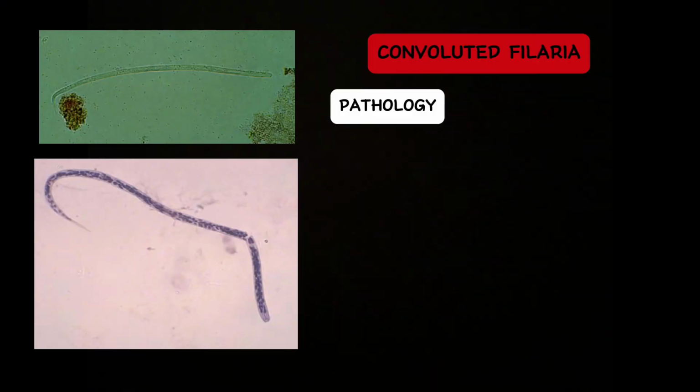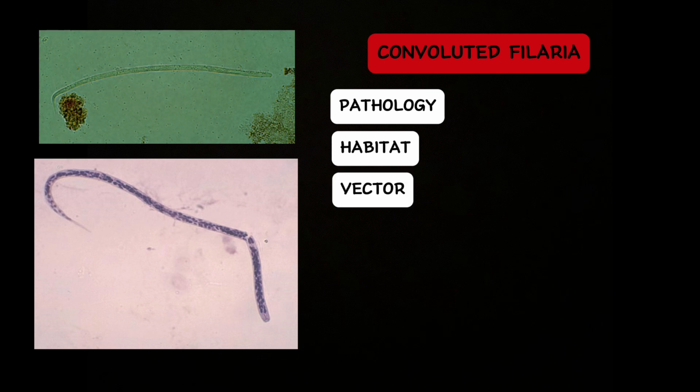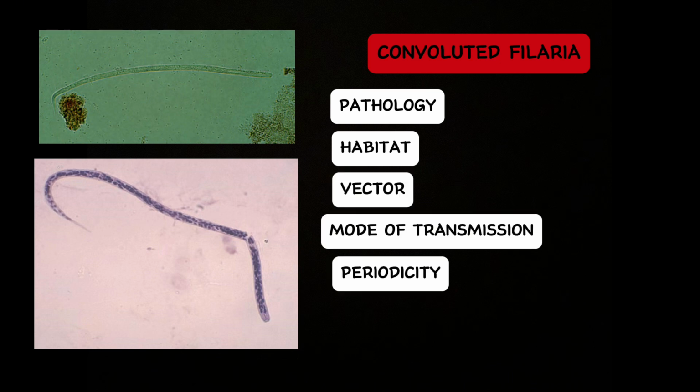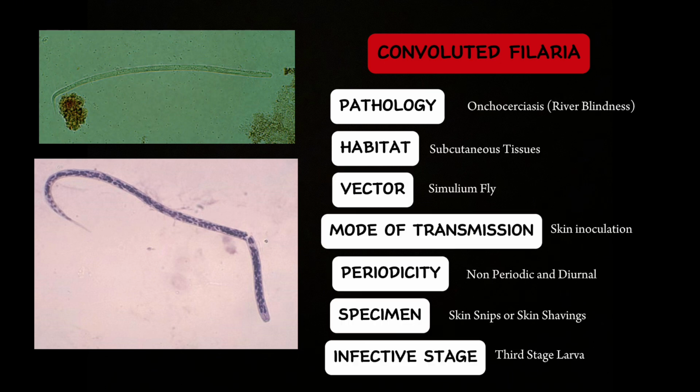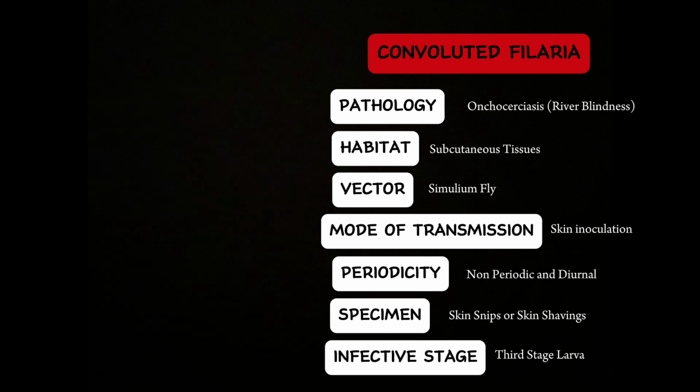For the other information on Onchocerca volvulus, this is commonly known as the convoluted filaria. Its pathology is onchocerciasis, or river blindness. Habitat is the subcutaneous tissues. Vector is the Simulium fly or black fly. Mode of transmission is by skin inoculation. The periodicity is non-periodic and diurnal. Specimens used are skin snips or shavings, and the infective stage is the third stage larva.